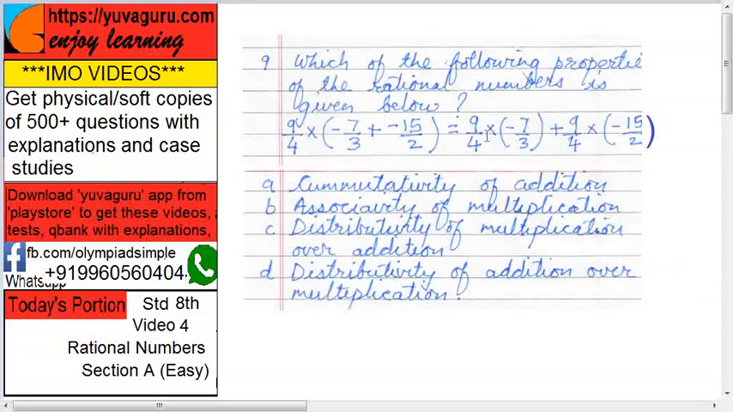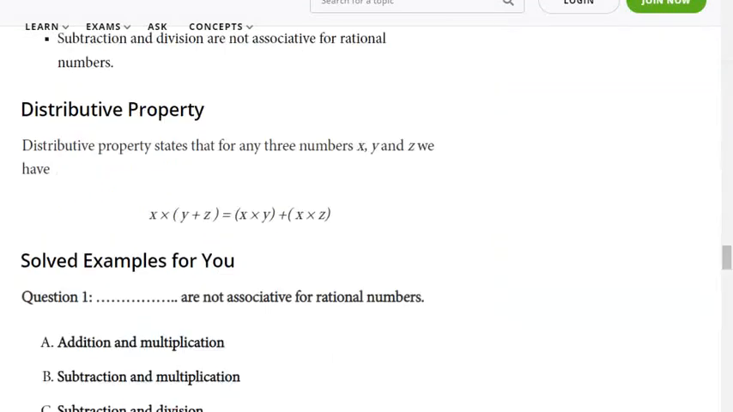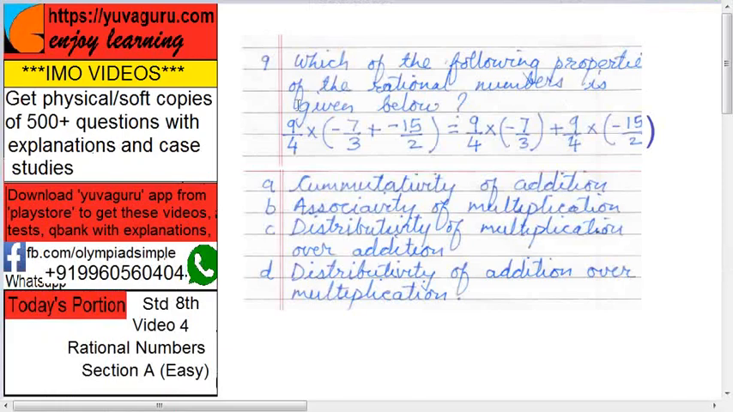These properties you have already studied in lower standards, so we are not going to repeat it. I'll just show you. There are four properties of rational numbers: closure, commutative, associative and distributive. Now this is a distributive property. x into bracket y plus z equals to x into y plus x into z. So this is known as distributive. So in our question it is distributive property.